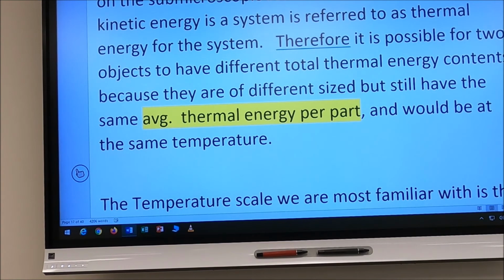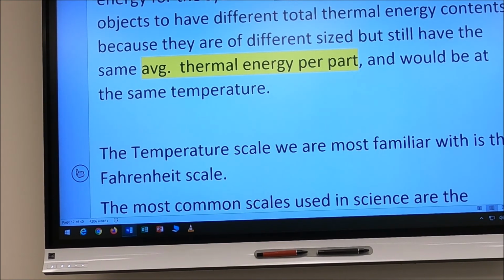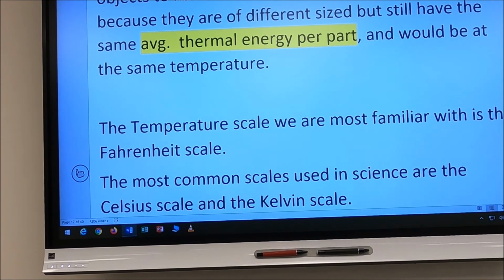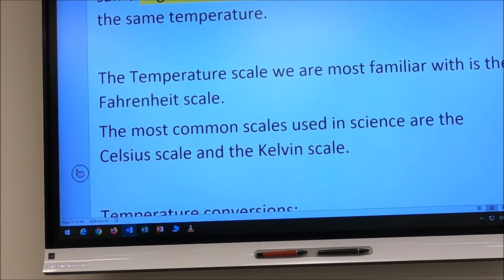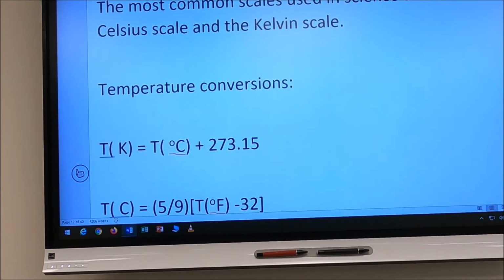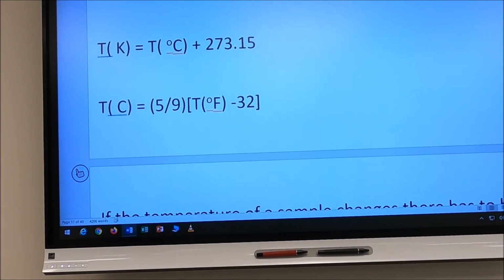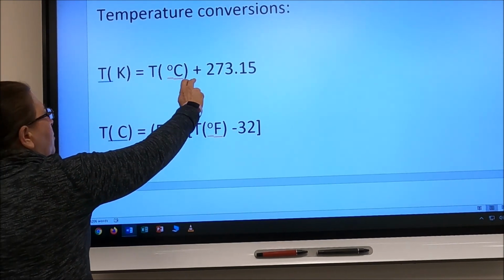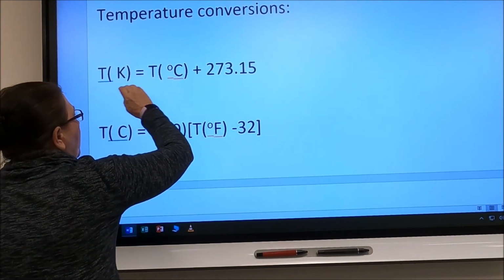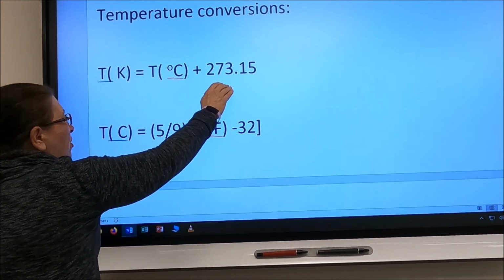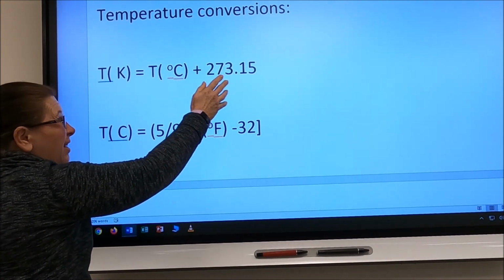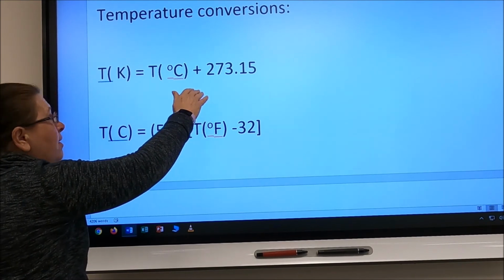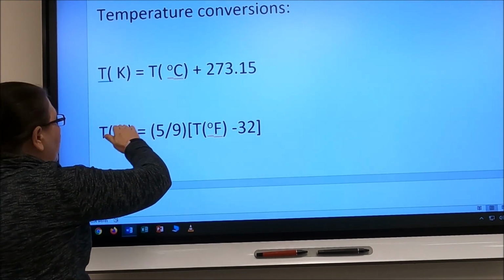Okay? Now, the temperature scale you're most familiar with is the Fahrenheit scale. I hate to tell you, we don't use that in chemistry. We're either going to use the Celsius scale or the Kelvin scale. Now let's look at temperature conversions. Temperature in Kelvin equals temperature in degrees C plus 273.15. I expect you to be able to use that. It's an easy one to memorize, so don't panic.